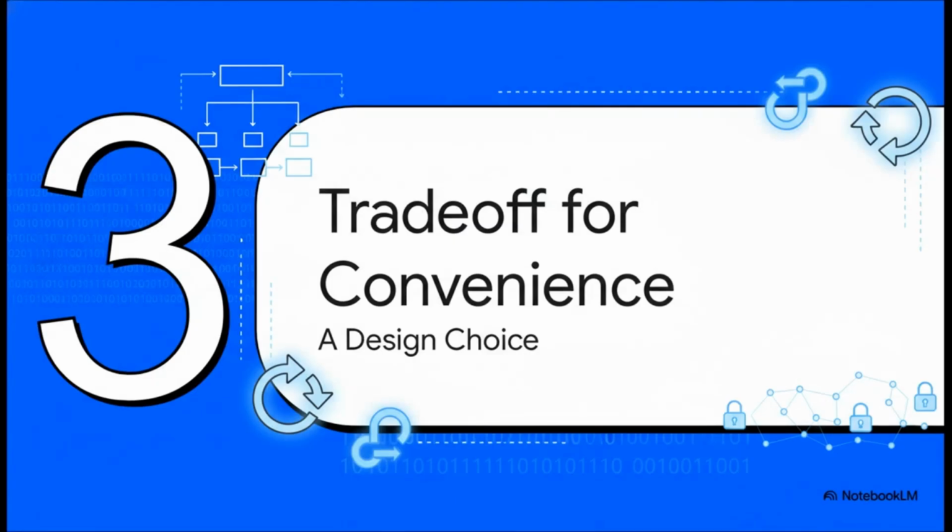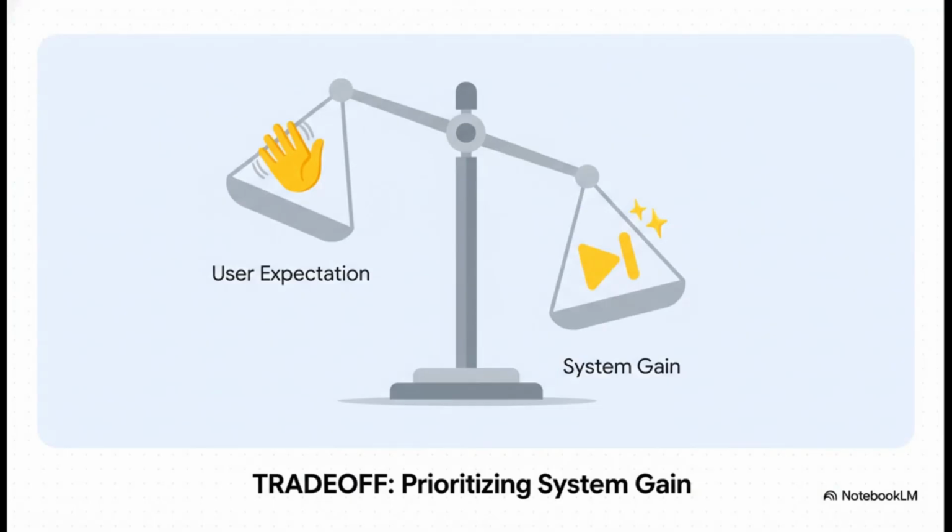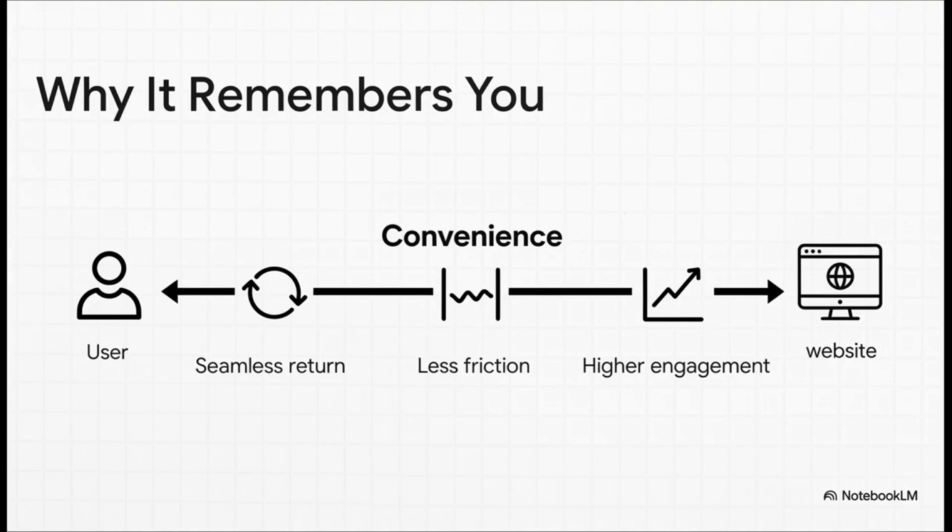So why? Why is it built this way? Why doesn't Log Out just wipe everything clean? Well, it all comes down to a really basic design choice. It's a classic trade-off. The system gives up on matching our gut feeling about what Log Out should mean in order to get something it cares about more. And what does it get? Convenience. The whole system is set up to make it as easy as possible for you to come back. By keeping that long-term ID, it gets rid of the hassle of you typing in your password every single time, which keeps people coming back.